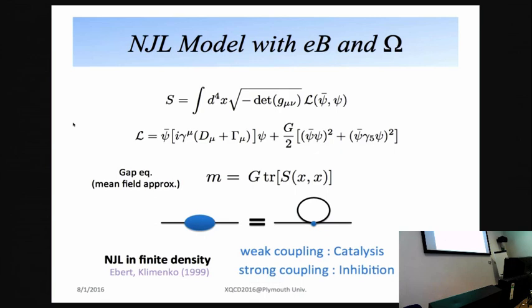Based on this setup, we discuss the NJL model in the presence of magnetic field and rotation. This is the NJL model Lagrangian. In the mean field approximation, we can get the one-loop gap equation. Solving this gap equation, we can obtain the dynamical mass as a function of magnetic field and rotation. We know that the NJL model at finite density leads to magnetic catalysis for weak coupling. On the other hand, for strong coupling, it leads to magnetic inhibition. Following this definition, we can check these two cases with rotation.